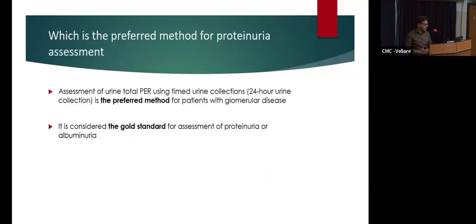The preferred method for proteinuria assessment is the 24-hour collection, and it is also called the gold standard for proteinuria assessment, not the ACR or PCR.